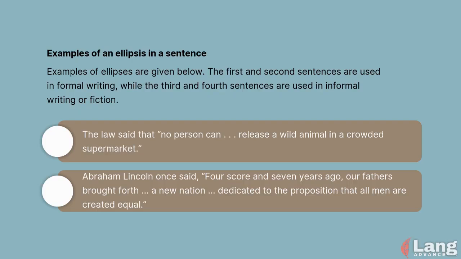The law says that no person can release a wild animal in a crowded supermarket. Abraham Lincoln once said, "77 years ago, our fathers brought forth a new nation, dedicated to the proposition that all men are created equal."